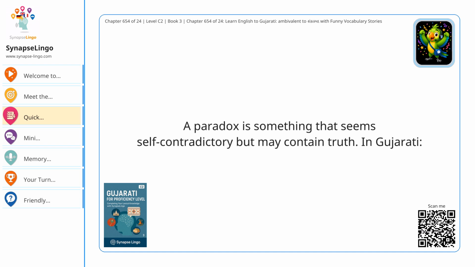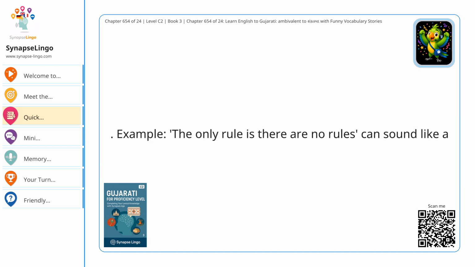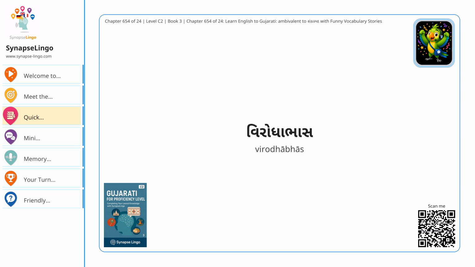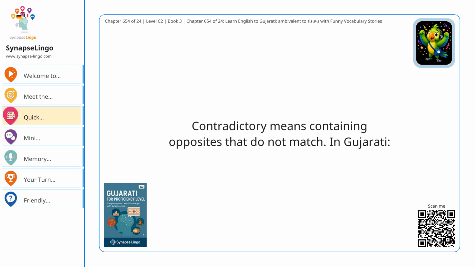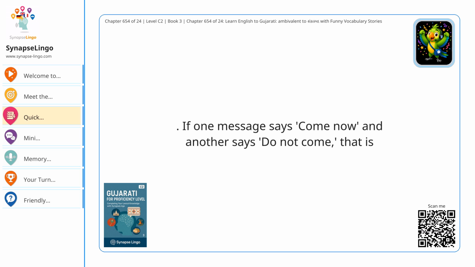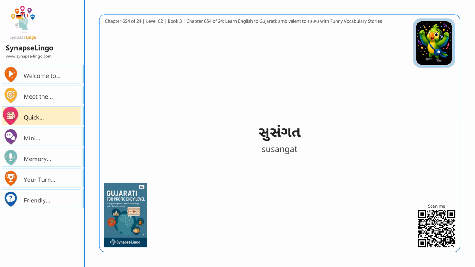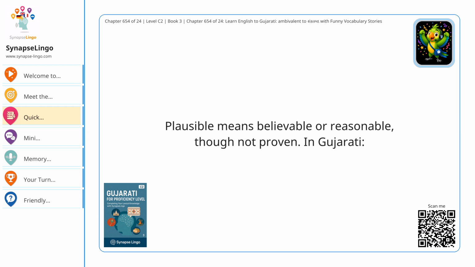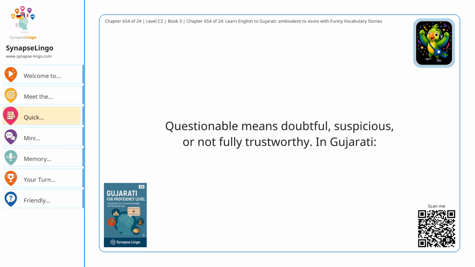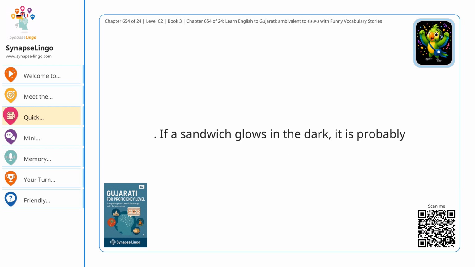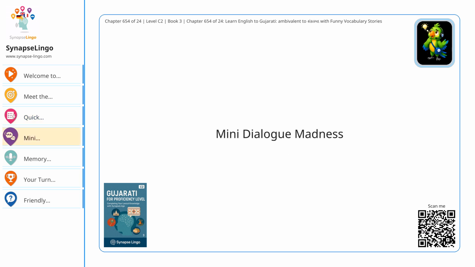A paradox is something that seems self-contradictory but may contain truth. In Gujarati, विरोधाभास. Example: the only rule is there are no rules can sound like a विरोधाभास. Contradictory means containing opposites that do not match. In Gujarati, विरोधाभासी. If one message says, come now, and another says, do not come, that is विरोधाभासी. Consistent means steady, matching, or reliable over time. In Gujarati, सुसंगत. Daily practice is most useful when it is सुसंगत. Plausible means believable or reasonable, though not proven. In Gujarati, संभवित लागतु. Questionable means doubtful, suspicious, or not fully trustworthy. In Gujarati, शंकास्पद. If a sandwich glows in the dark, it is probably शंकास्पद.